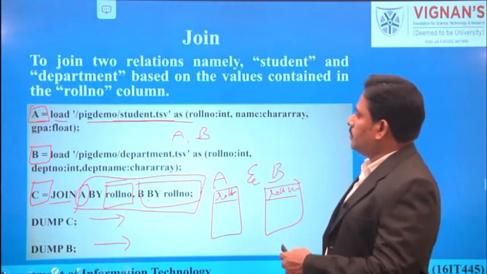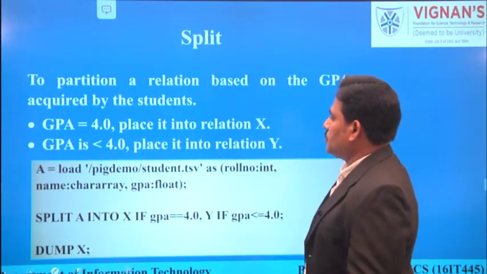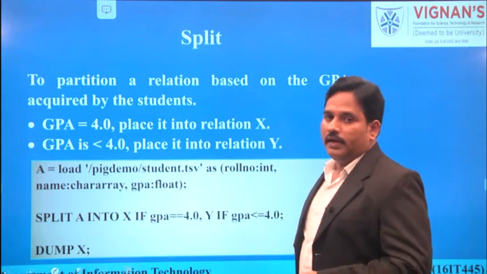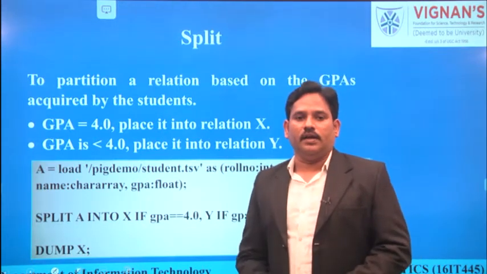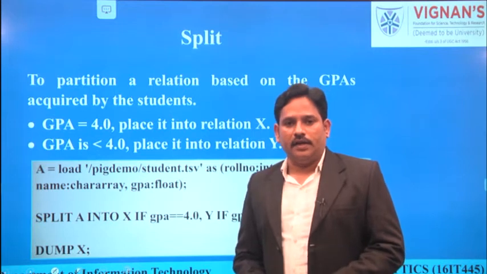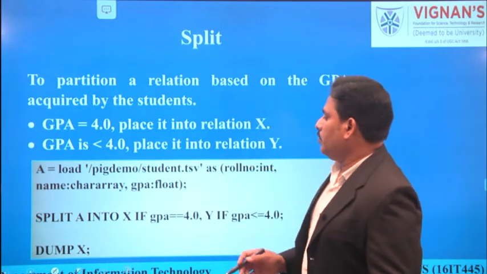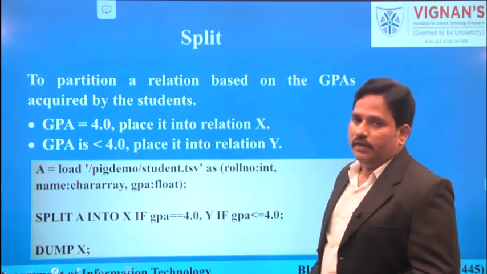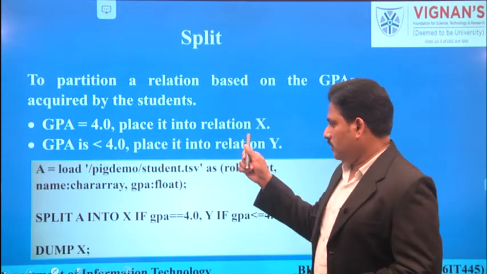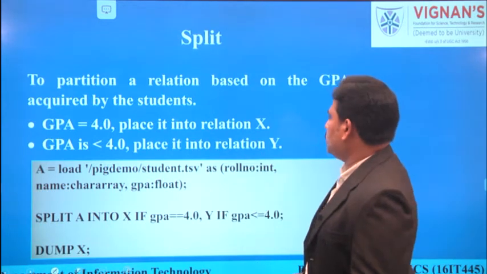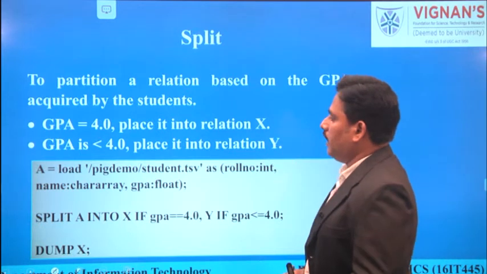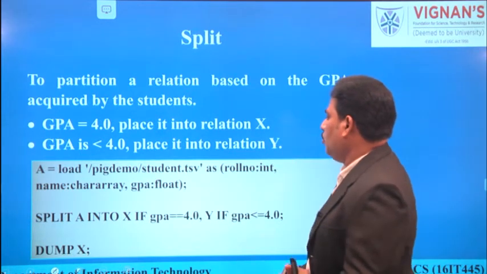This is the statement. Next, how can we split the data? That means how can we divide the data? How can we partition the data in a Pig statement? Here we can use a command called the split command. Now look at the condition here. Partition the relation based on the GPA acquired by the students. Here they have given two conditions.